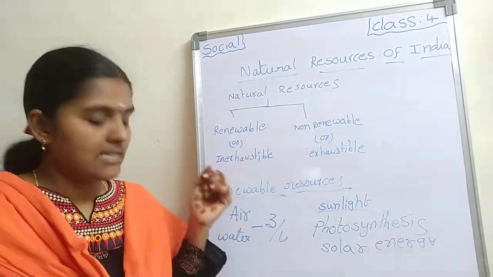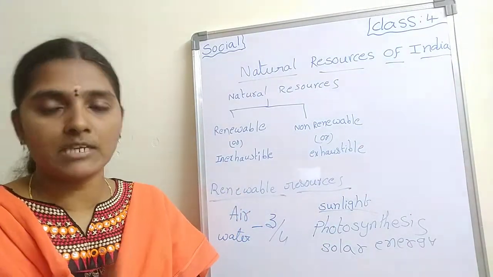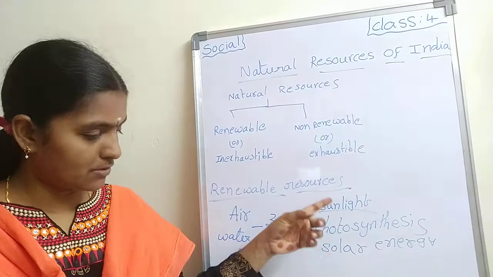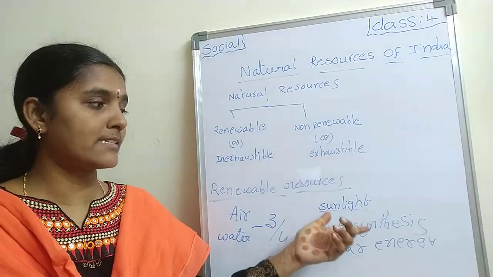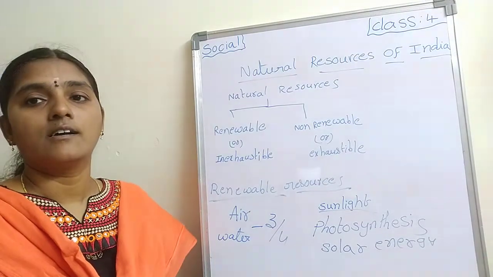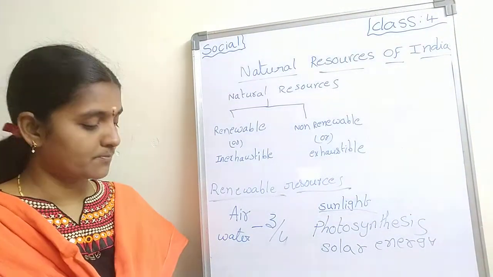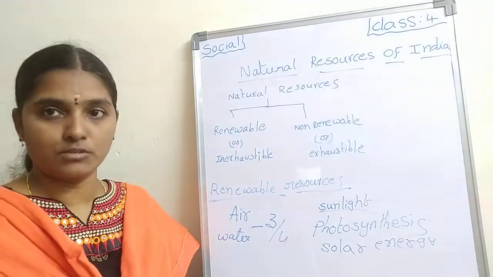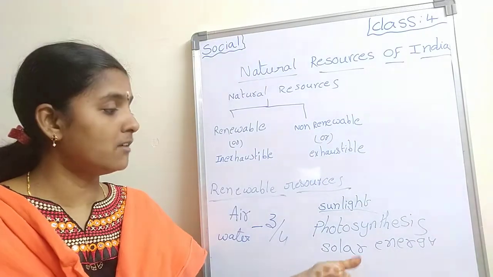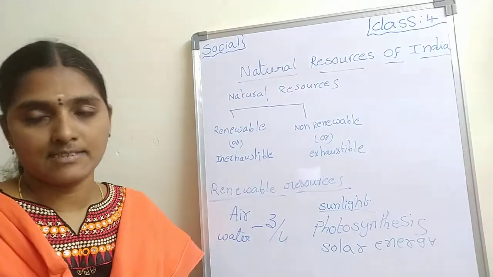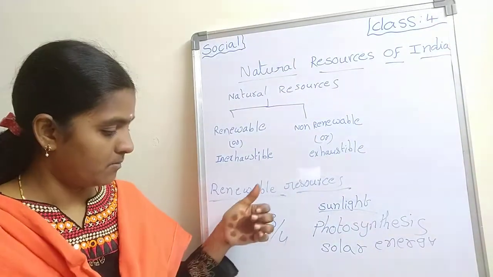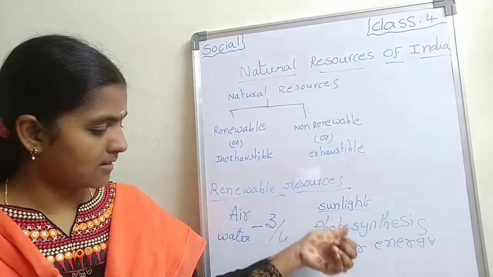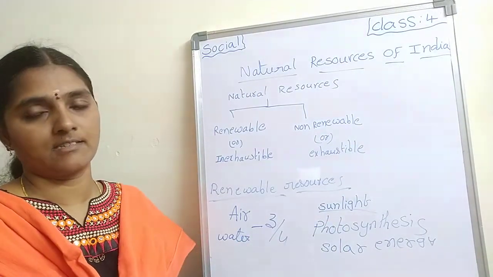Next, sunlight. Sunlight is one of the most important renewable resources. Understood? Sunlight warms us and provides light in the daytime. Yes, plants use sunlight to make their food through a process called photosynthesis. Understood?